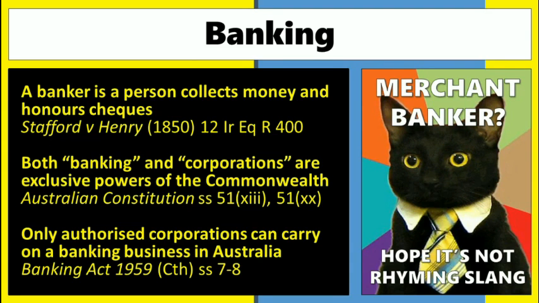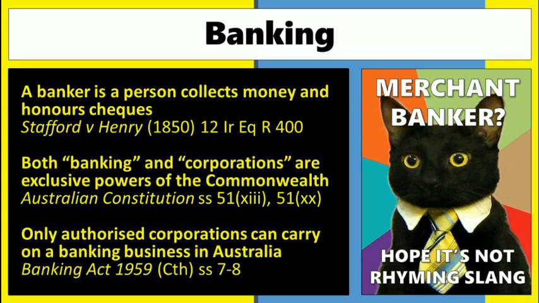Now, banking is a system that's been around for a long time, and for a long time in the British system, it was governed by the common law. A banker at common law is simply a person, either a natural person or a corporate entity, who collects money from the general public and who honours cheques, in other words, instruments that are essentially demands of payment. Now, banking in Australia these days is very heavily regulated and falls under the Banking Act 1959.